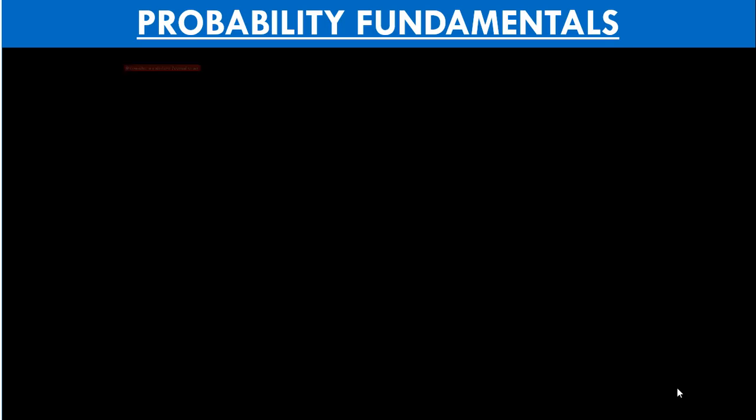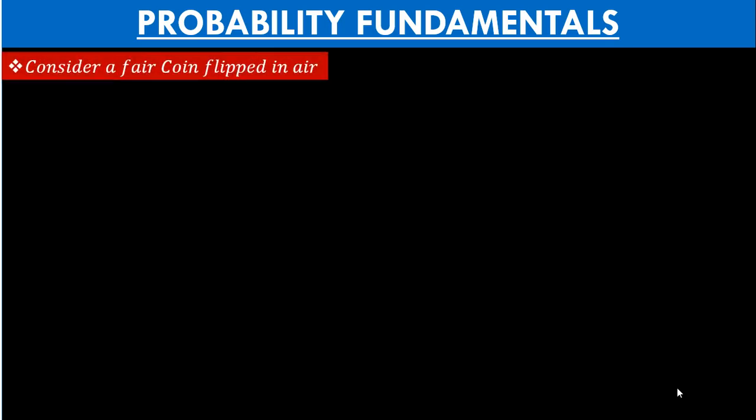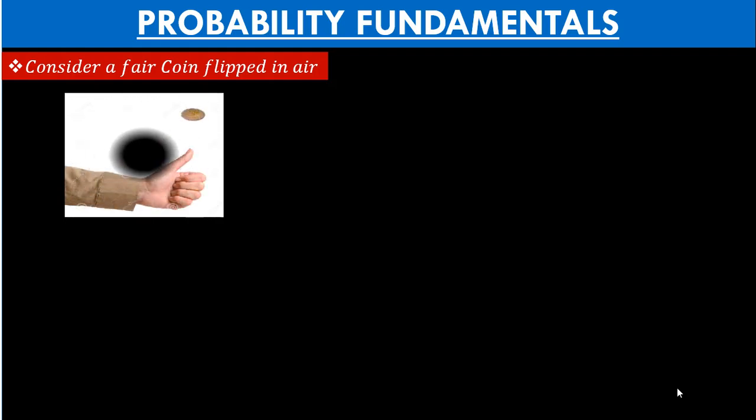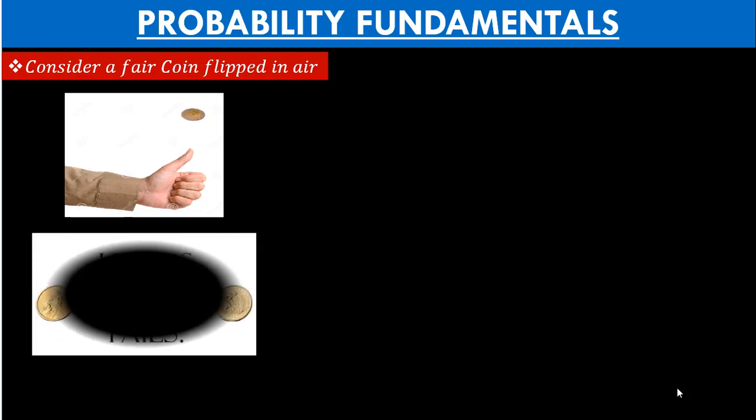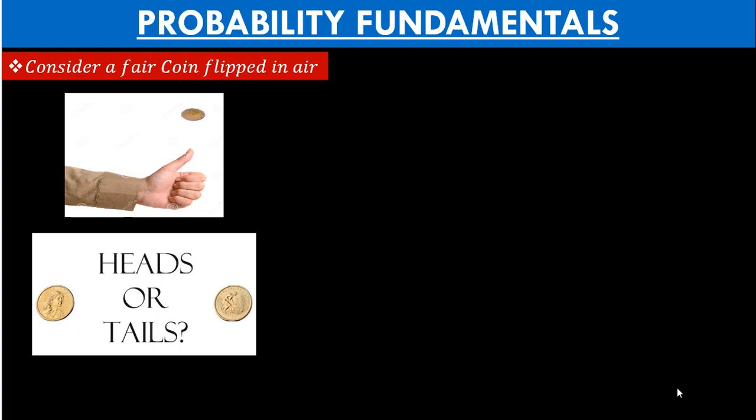Students, just consider a simple event. If a fair coin is flipped in the air, what do you think? What are the possible outcomes? If a coin is flipped in the air, there are two possible outcomes. One is heads and the other is tails, provided the coin is fair. Now, if we consider an event, what is the probability of occurrence of heads?